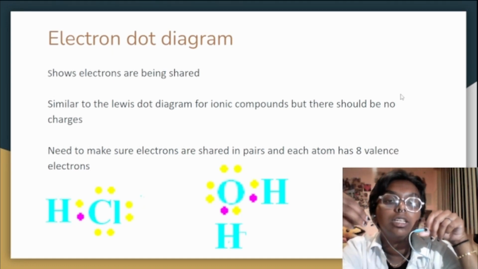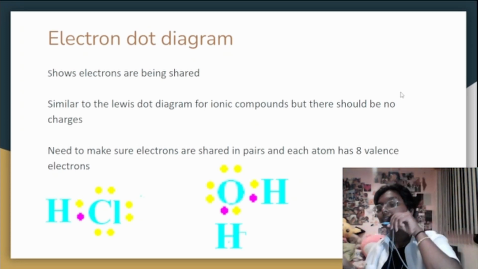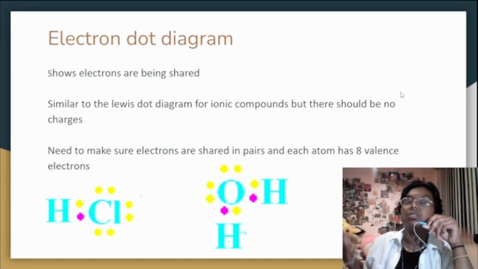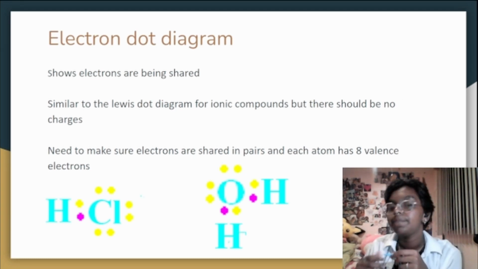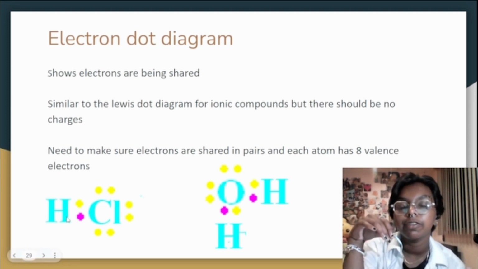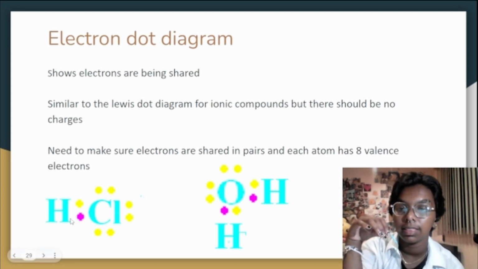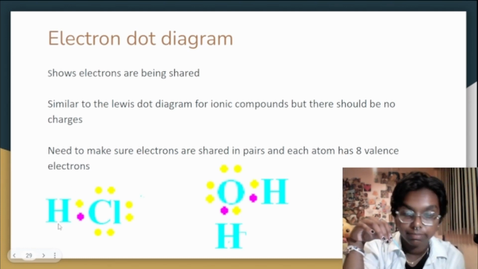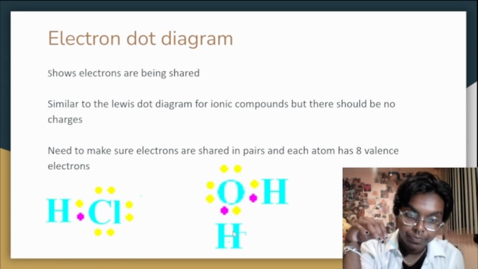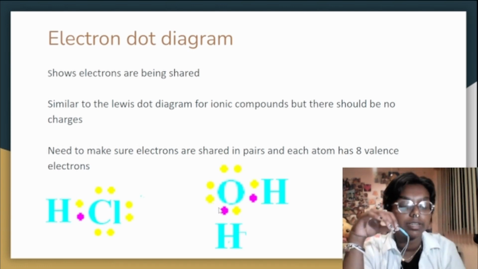You have to make sure that each atom has 8 valence electrons, or 2 valence electrons if it's hydrogen or helium. Right? So here, for hydrogen and chlorine, hydrogen will have 1 valence electron, chlorine will have 7, and then they bond, they share this electron, and it shows that these 2 electrons are being shared. And then same for H2O. Hydrogen has 1, oxygen has 6, and you see that these are being shared.